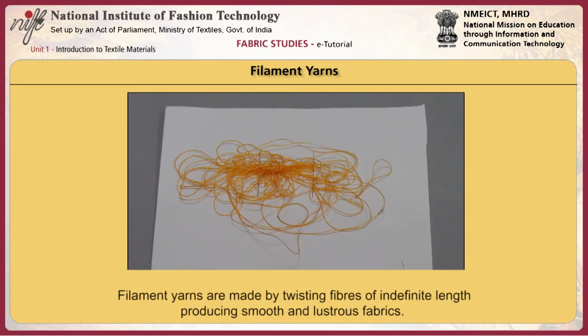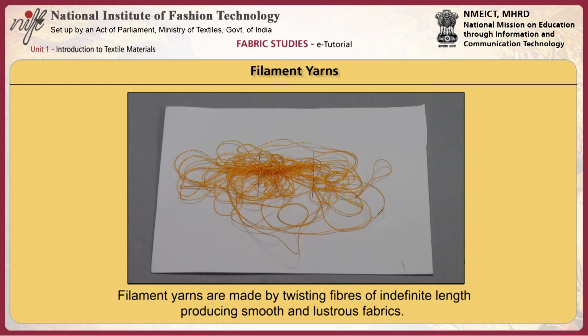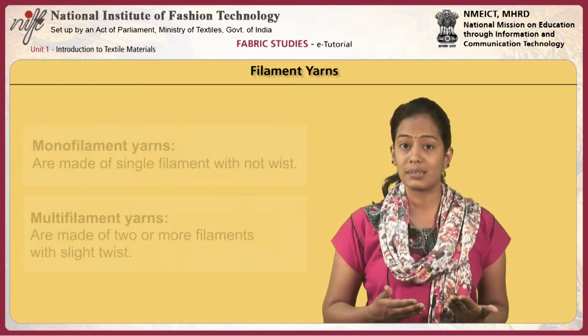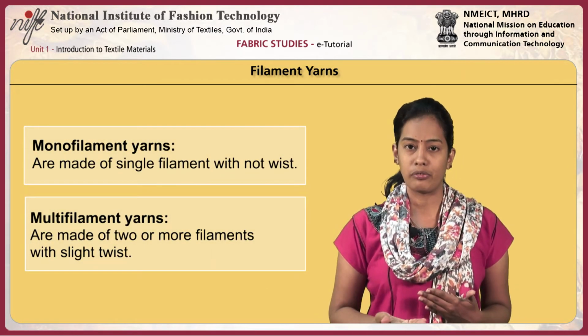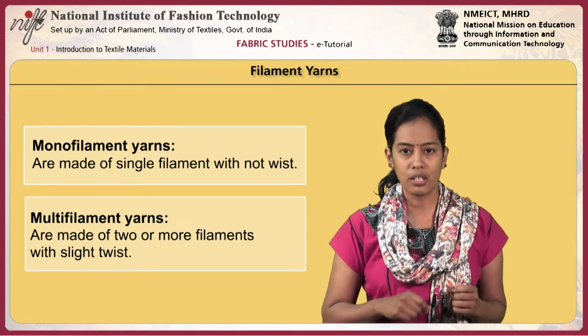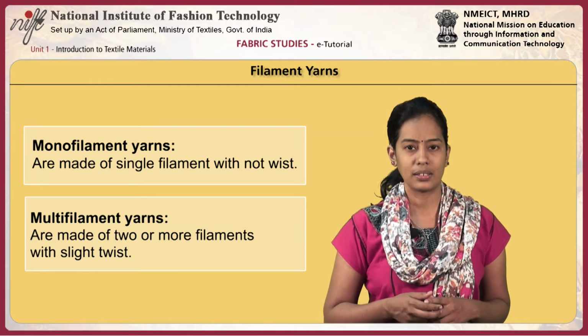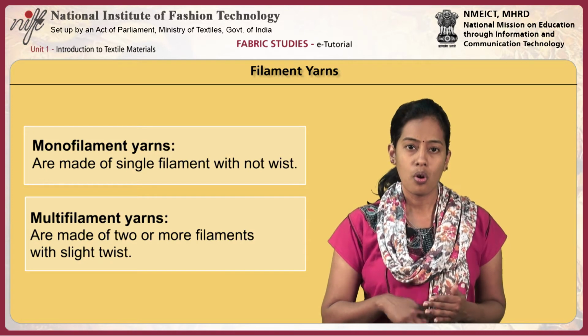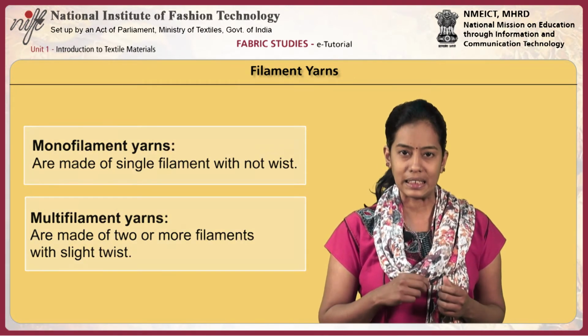Filament yarns are made by twisting fibers of indefinite length. They produce smooth and lustrous fabrics. Fiber strength is utilized effectively and hence they are stronger than spun yarns. Filament yarns may be monofilament or multifilament yarns. Monofilament yarns are made of single filament with no twist. Multifilament yarns are made of two or more filaments with slight twist.